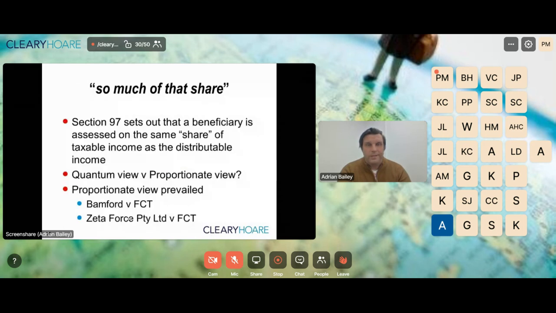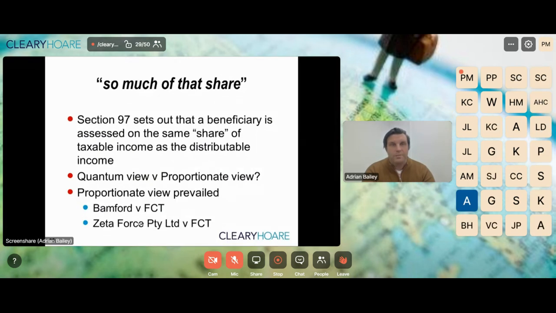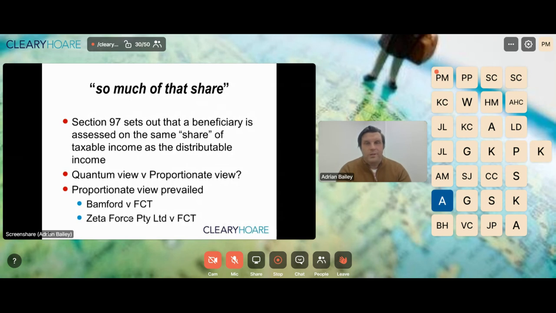Moving forward through Section 97, you may remember that another part of Section 97 talks about so much of that share. Without going back to that earlier slide, Section 97 sets out that a beneficiary is assessed on the same share of taxable income as the distributable income. So if we receive so much of that share of trust law income, we receive the same share of taxable income. The question then is, if there is a later amendment to that income, whether that's because a deduction is disallowed or whether an amount of income is brought into the trust estate and we have an amended assessment, what happens to that extra income?